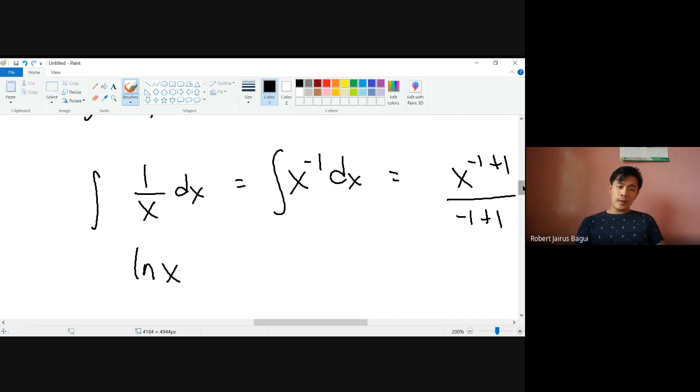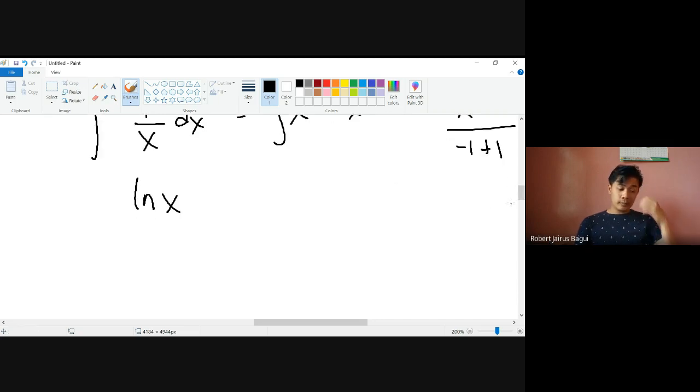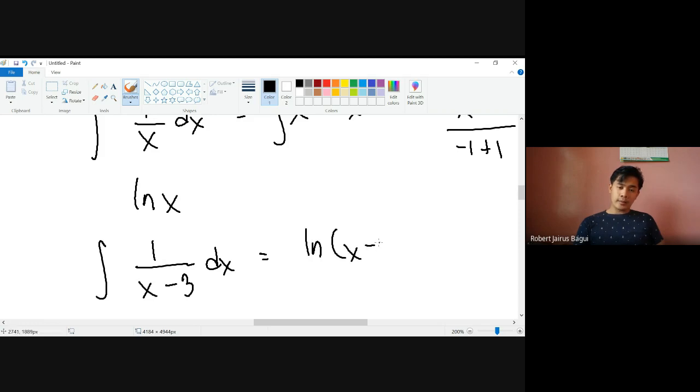So, likewise, kung halimbawa, let's say, integral naman ni 1 over x minus 3. So, that will also be ln of x minus 3. So, as long as walang exponent si x dito sa ilalim, applicable tong diretsong ln lang. Pero pag hindi na siya linear equation, not applicable na yung sinasabi ko.